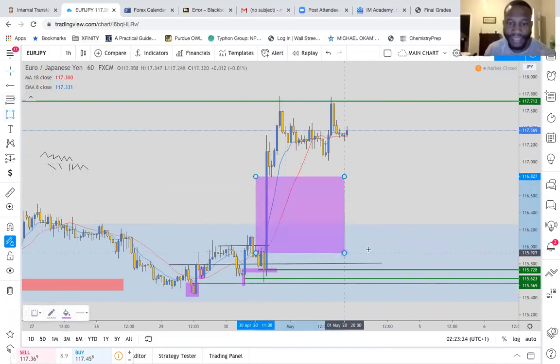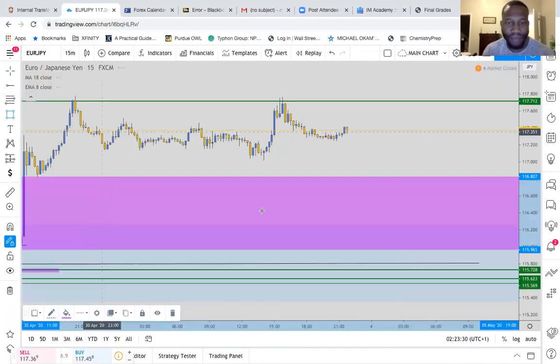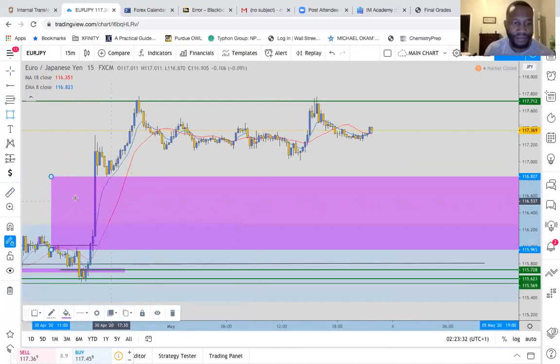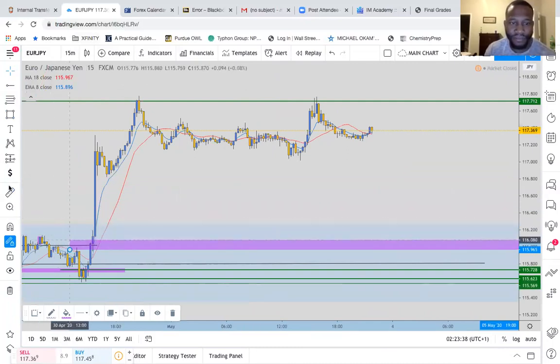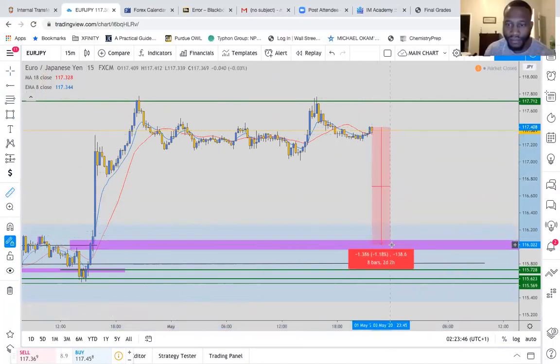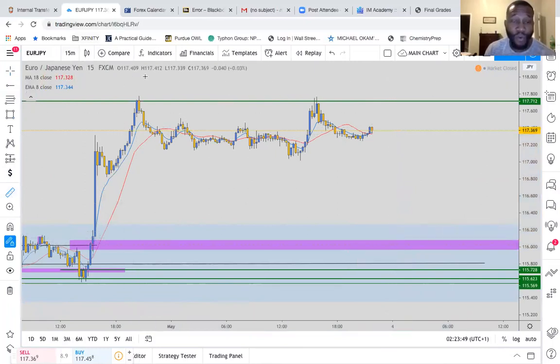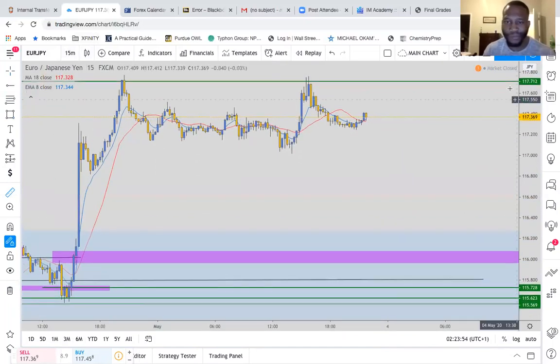This is a big imbalance somewhere down here. But if we break it to a smaller time frame, we can probably get more details as to where price may come to. So now we can say, okay, what if price came down here? Y'all follow me? Can we look for a sell potentially? Now, what would I be looking for to validate this sell?